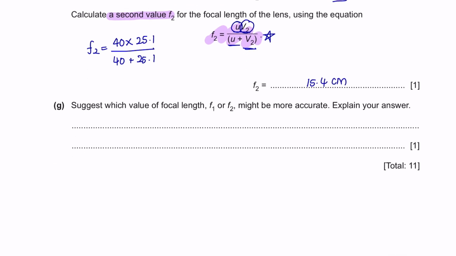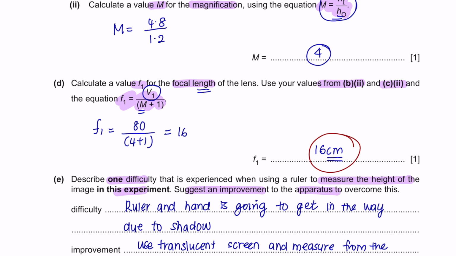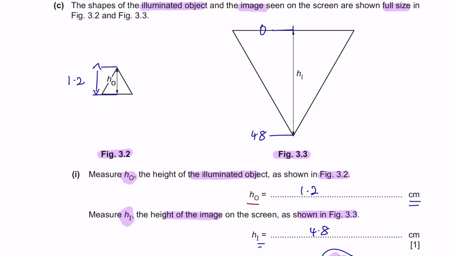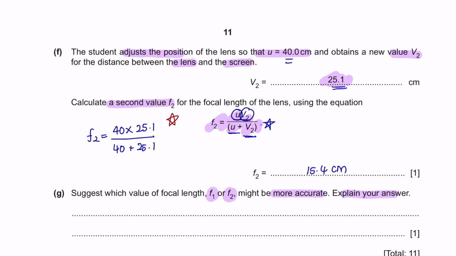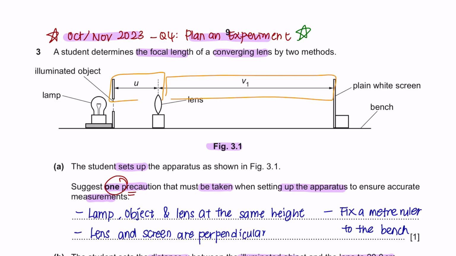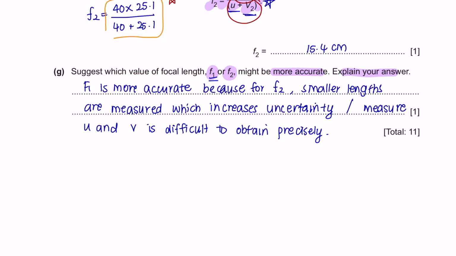Next, part G. Suggest which value of focal length, f1 or f2, might be more accurate and explain your answer. f1 was obtained from the first method, whereby we use the value of v over the magnification plus 1, and the magnification was obtained from the height of the object and image. Whereas in method 2, it was obtained by taking the measurements of u and v. So for me, I would say that method 1, which obtained f1, is more accurate because in the second method, smaller lengths are being measured and also the values of u and v are difficult to measure precisely. Therefore, this can increase uncertainty.